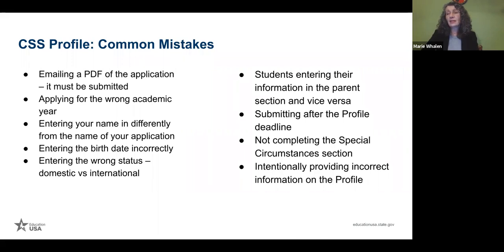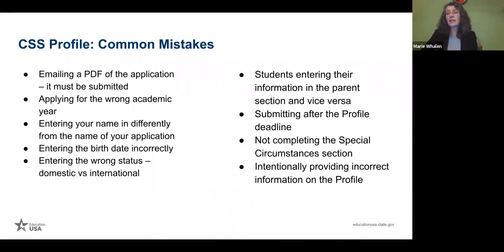Another common mistake is entering the birth date incorrectly. Make sure you're using the correct format. In the US, we use month, day, year, whereas in most other countries, it's day, month, year. And so if you have used the incorrect format, again, it will not connect the CSS profile to your application because it will think that you are a different student. So before you hit submit on the profile or any other application, make sure that your name and birth date are correct.